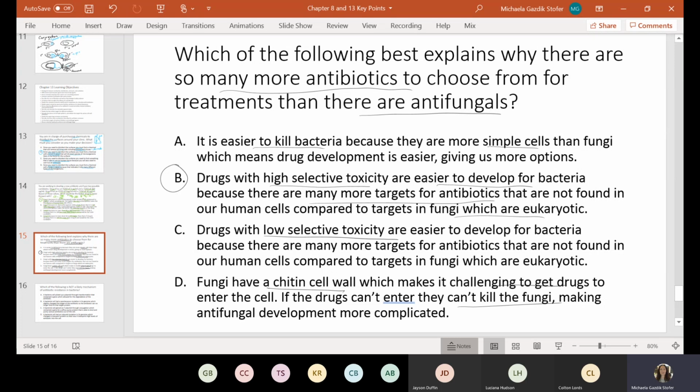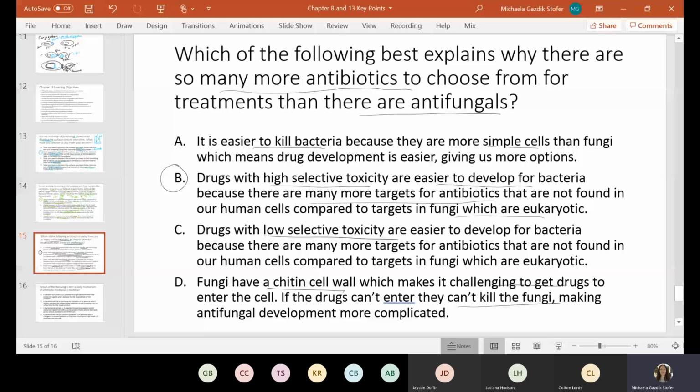It's also why we don't really have very many broad spectrum ones. You have to actually find specific targets in the specific pathogen, which makes one drug, say for malaria, not going to work against other eukaryotic parasites that might be causing infections.